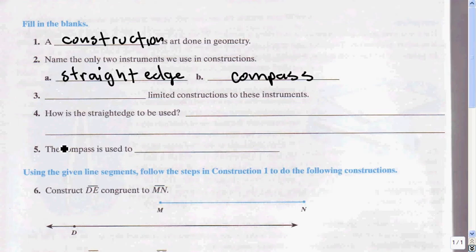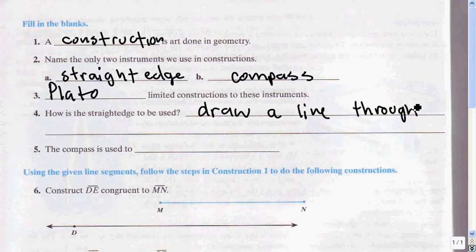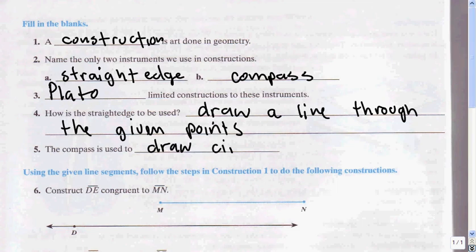The Greek mathematician and philosopher Plato limited constructions to these instruments: a straight edge and a compass. A straight edge is used to draw a line through the given points. The compass is used to draw circles or arcs.